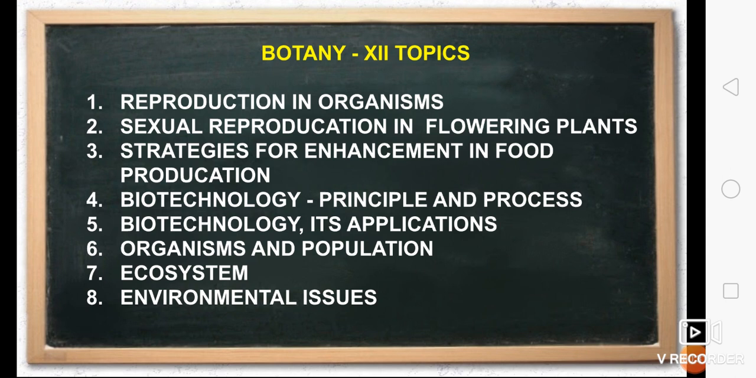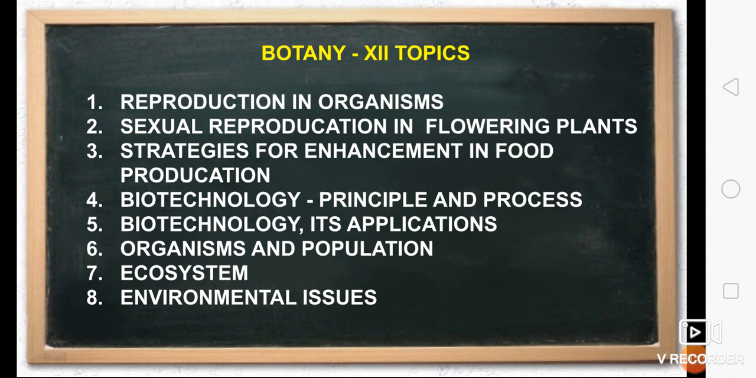First chapter, reproduction in organisms. Second chapter, sexual reproduction in flowering plants. Third chapter, strategies for enhancement in food production. In that chapter, we have to learn about plant breeding, that means one part of agriculture, and also about animal breeding. Then fourth and fifth chapters are of biotechnology unit. Remaining 3 chapters are of ecology units.